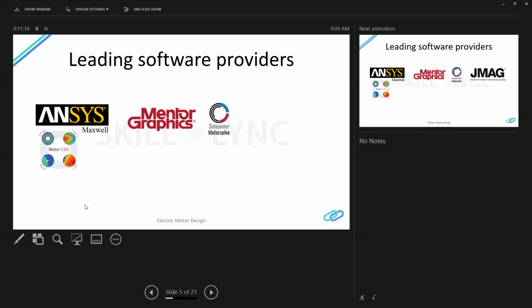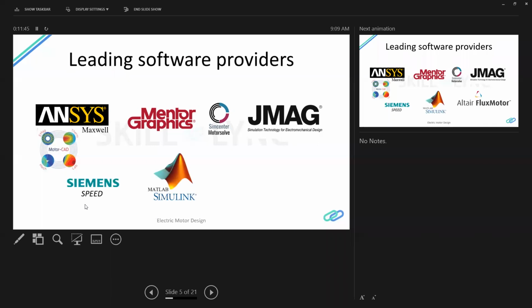And then Mentor Graphics, or SimCenter MotorSolve, is another famous motor design software. I think they have evolved very well. You have the capability to export the models designed in MotorSolve and do multiphysics analysis as well. JMAG, I think, is coming up pretty well. They have several customers now who use their software particularly for electromagnetic analysis. Siemens has Speed. MATLAB Simulink is another numerical analysis tool.